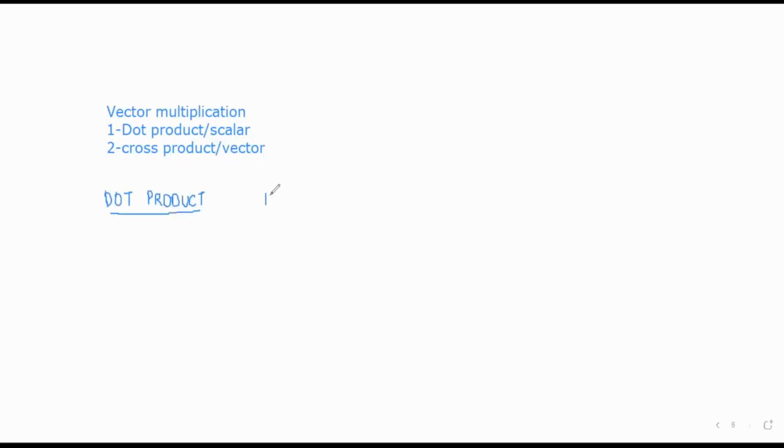So how do we denote it? If we want to multiply two vectors and do a dot product, we simply put a dot between those two vectors.